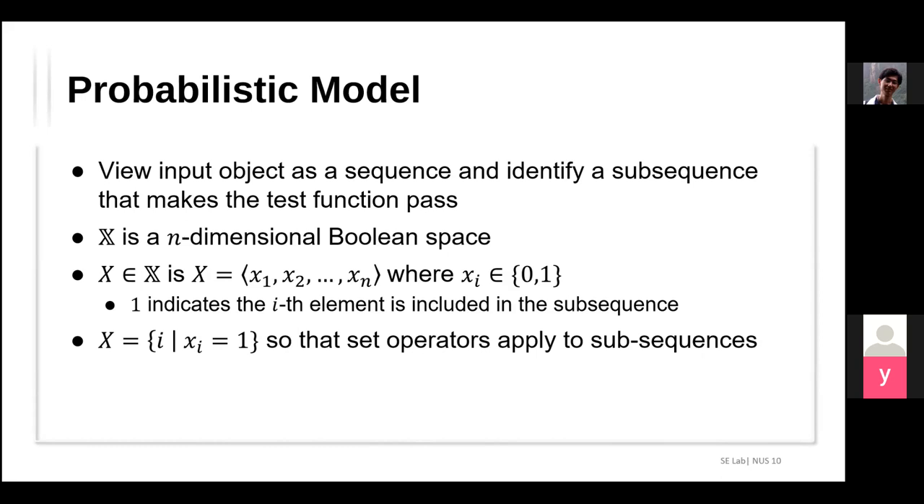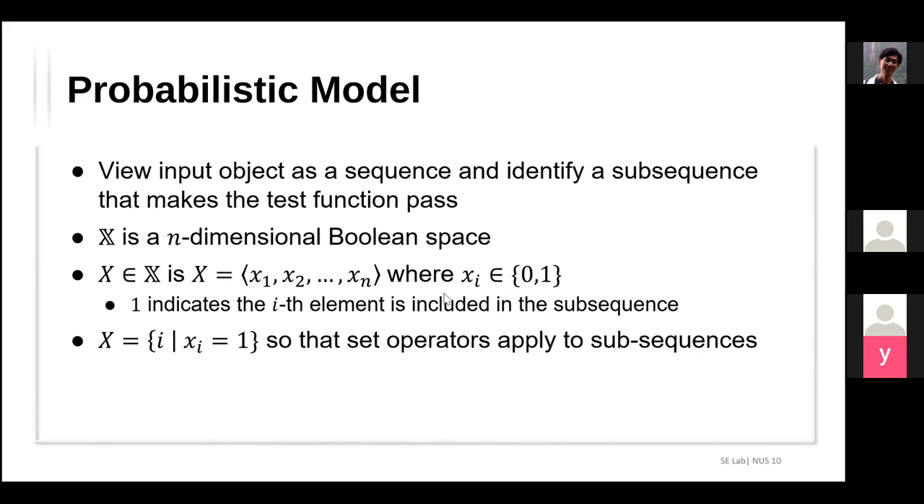Maybe 2 to the power of n. Yeah, I think that is correct. So this is actually the theoretical upper bound of delta debugging. If delta debugging would like to be 100% complete, it has to look into all the search space, but anyway, it is not realistic. So all the delta debugging approaches and algorithms are designed to improve the search efficiency with a kind of sacrifice of accuracy.